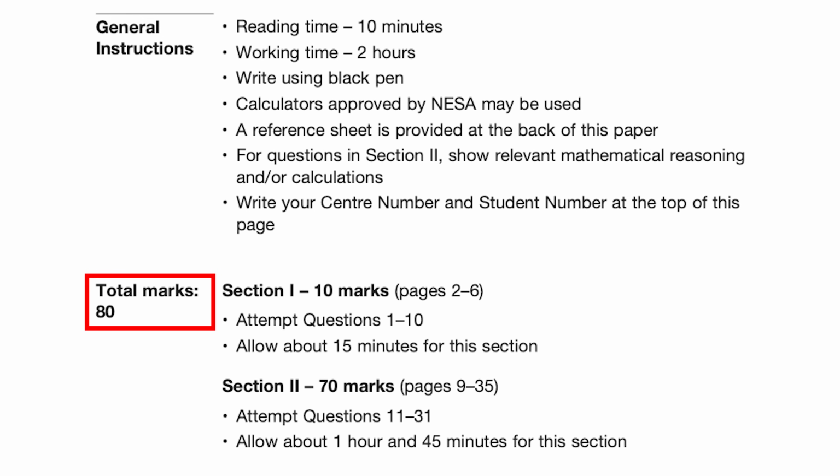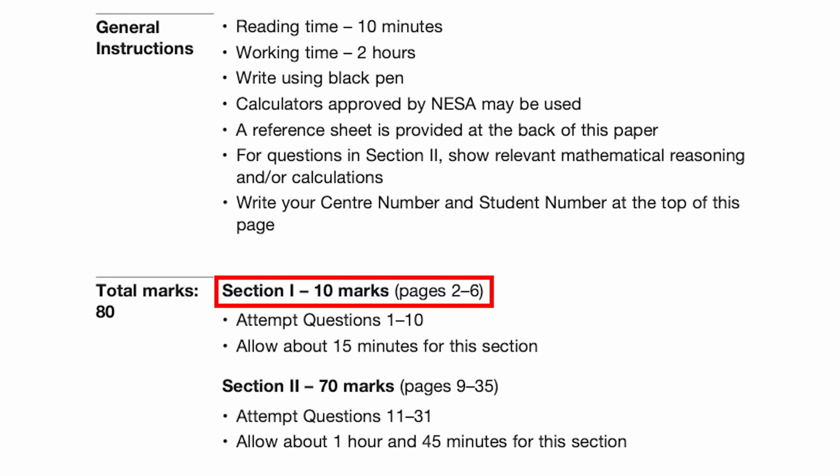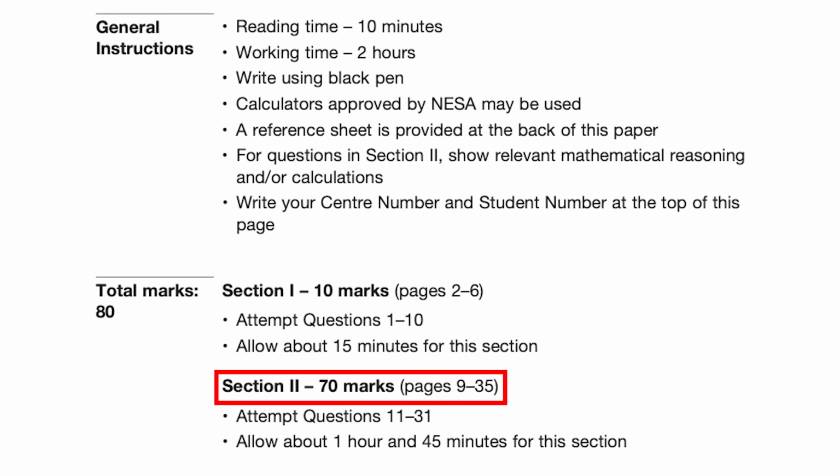There are two sections. The first one is multiple choice. The second one is the open form questions. I am allowed to use a calculator, but of course, as we know by now, I don't have one, so we'll see how that goes. And I have a maximum time of 2 hours.